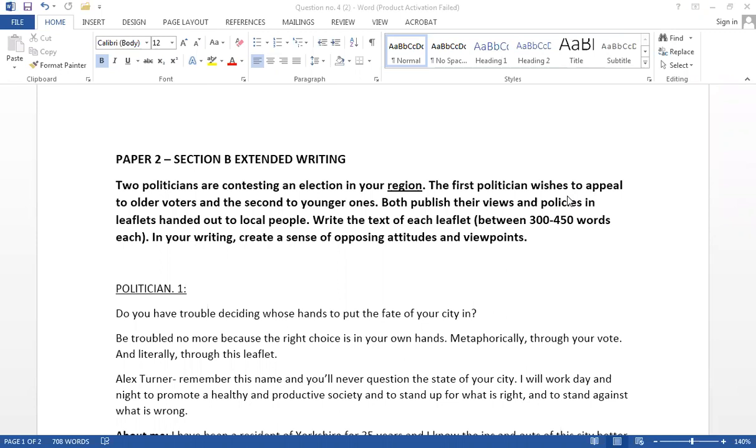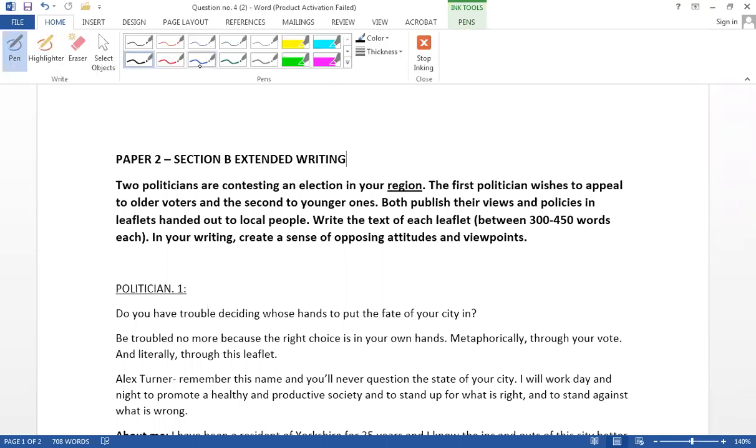Today, I am introducing you to paper 2, section B, which is called extended writing. So the agenda, the objective for today, I'm letting you know how you need to get a very good grade in your paper 2.